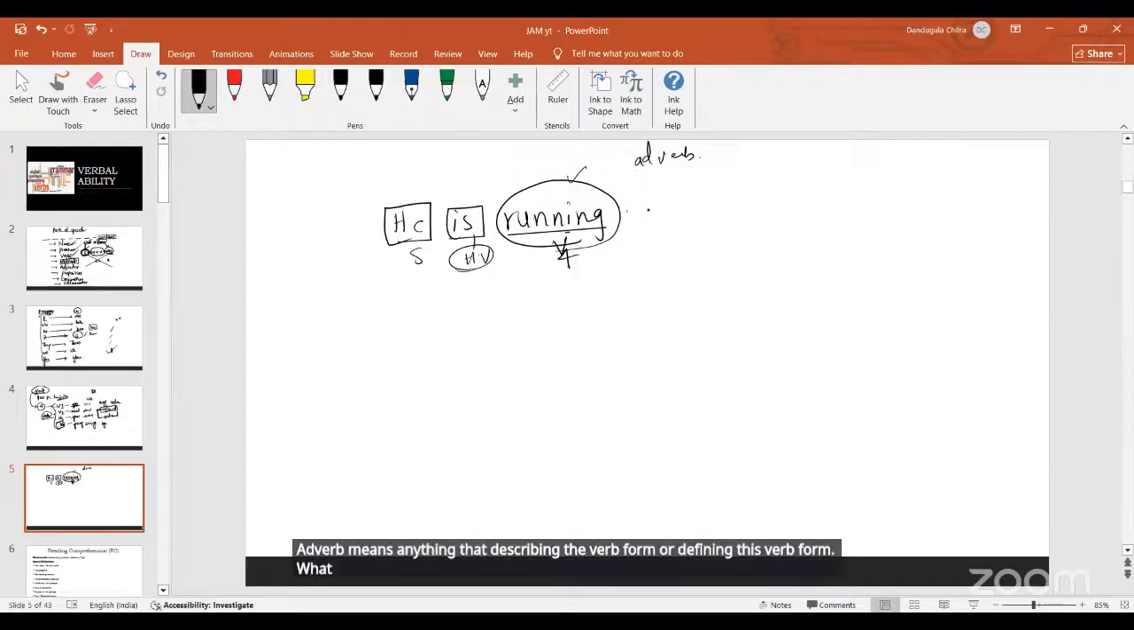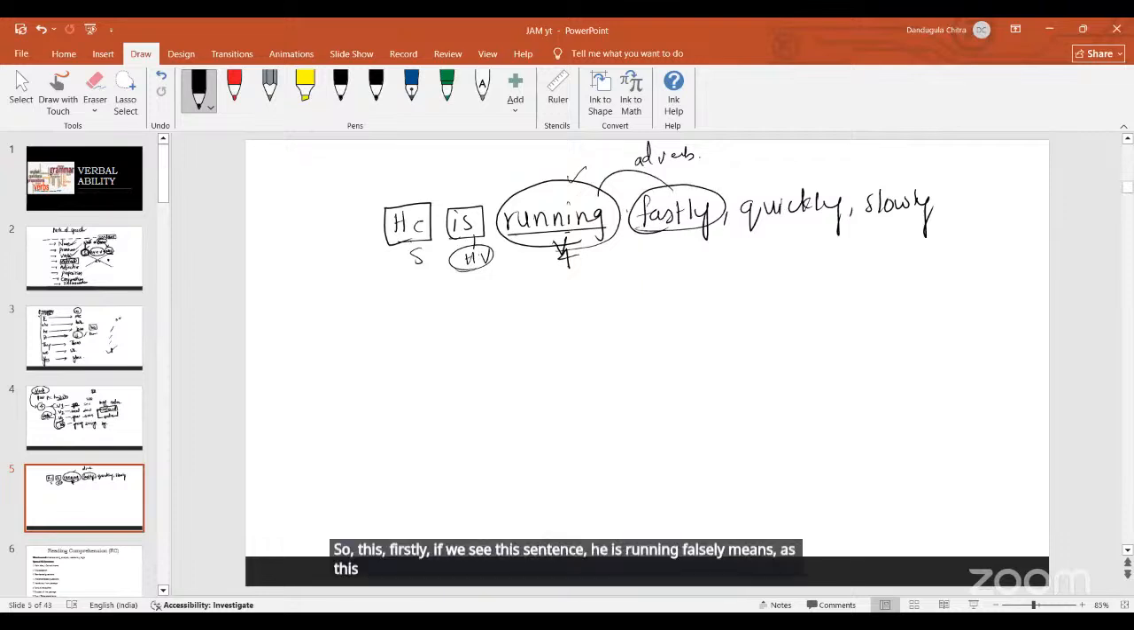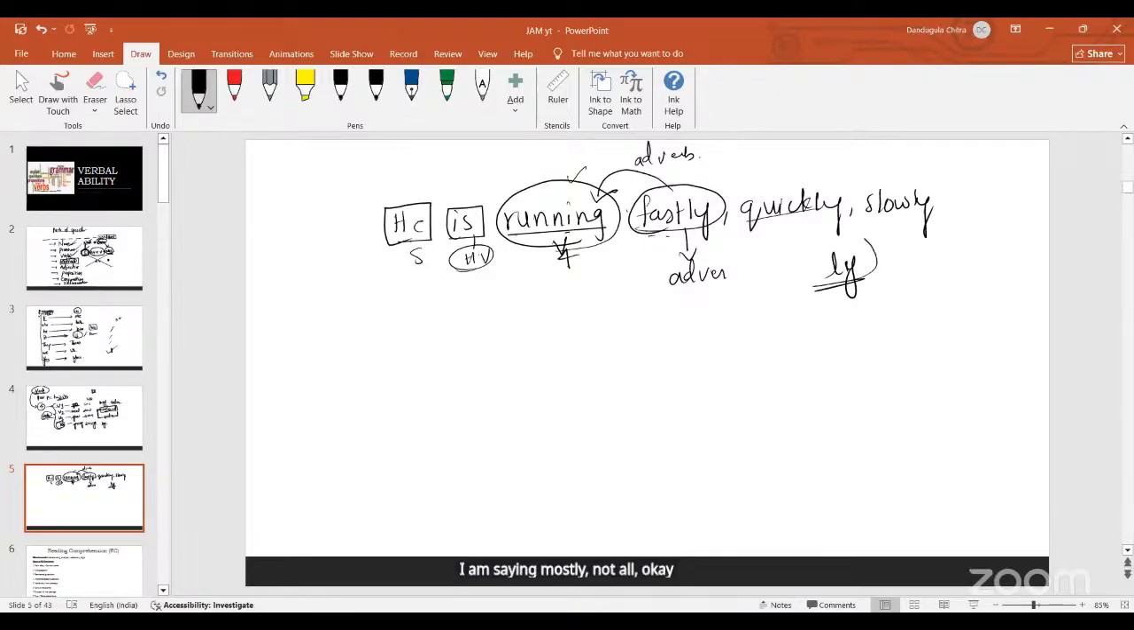What if I say he is running fastly, or quickly, slowly? If we see this sentence, he is running fastly, this fastly is describing how he is running. So this fastly is an adverb. In the same way, we have different words like quickly, slowly, and so on. Most of the adverbs have ly as a suffix. I am saying mostly, not all.